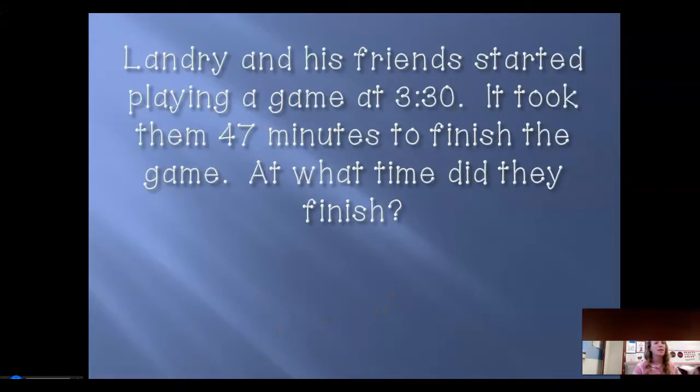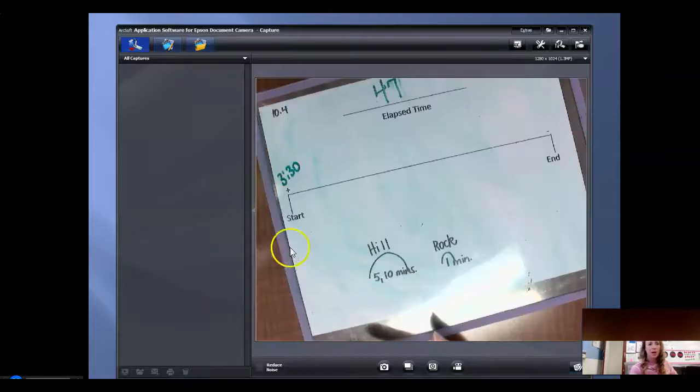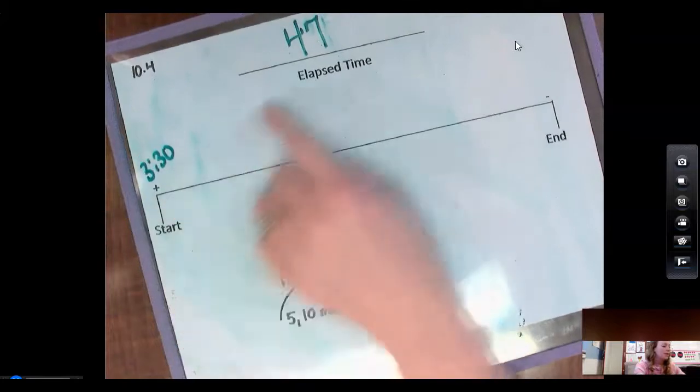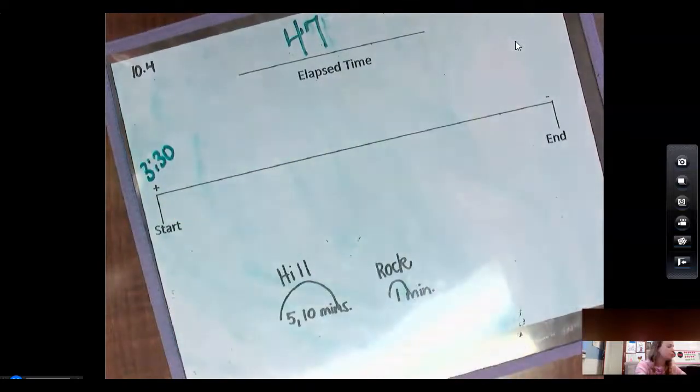So it says Landry and his friends started playing a game at 3:30. It took them 47 minutes to finish the game. At what time did they finish? So here we go. We know that they started the game at 3:30. We know that their elapsed time was 47 minutes. So you're going to set your boards up just like this. The game started at 3:30 and the elapsed time was 47.